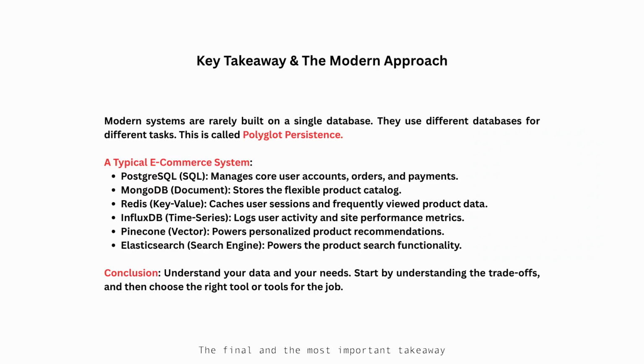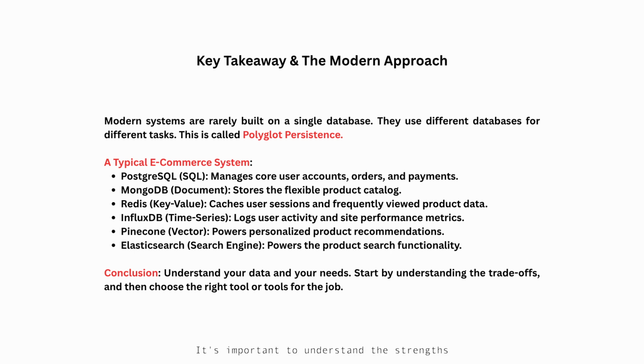The final and the most important takeaway is that modern applications embrace a concept called polyglot persistence. It means using multiple databases, each for the task it's best at. A modern e-commerce site is a perfect example, using half a dozen specialized data stores to deliver a fast, reliable, and intelligent experience. The goal isn't to find one database to rule them all. That is wrong, but Postgres is kind of doing it.